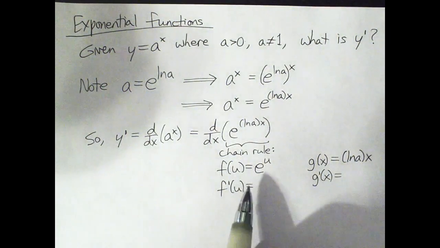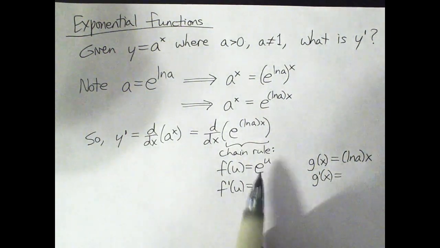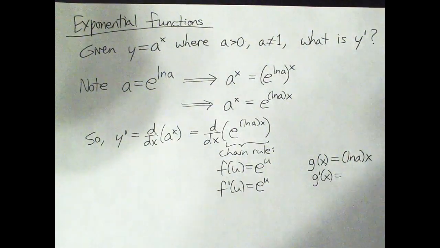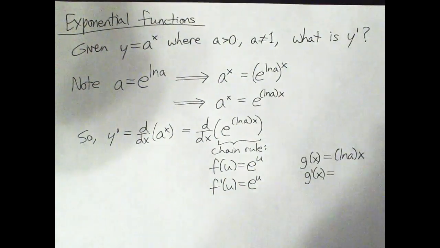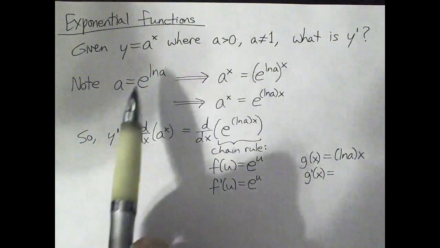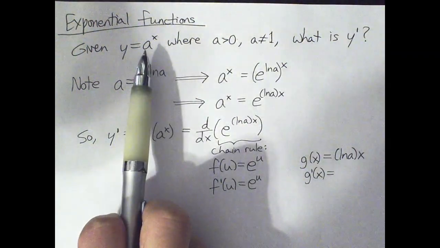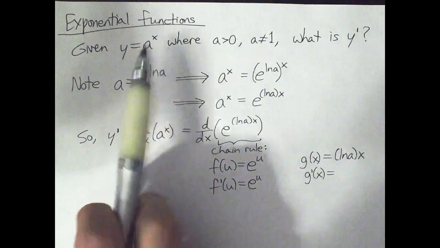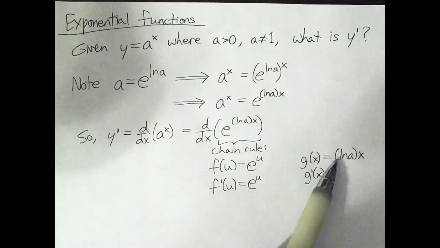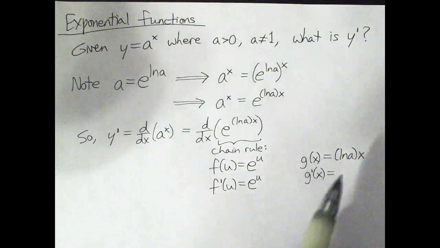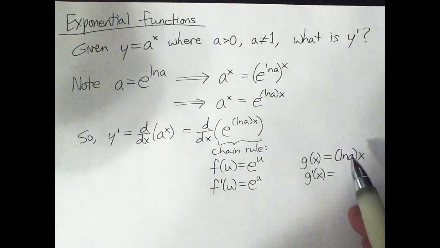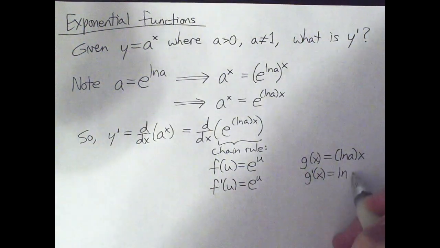In this context, when we take f prime, we're taking the derivative where u is the variable, so the derivative of e to the u is e to the u. Just equals itself. What's the derivative of ln a times x? Well, in this entire discussion we're kind of assuming that a is a constant, right? It's greater than 0, it's not equal to 1. x is the variable, a is a constant. So if a is a constant, then ln a is also a constant. It's just some number. So we have a number times x. When you take the derivative of a number times x, you just get that number.